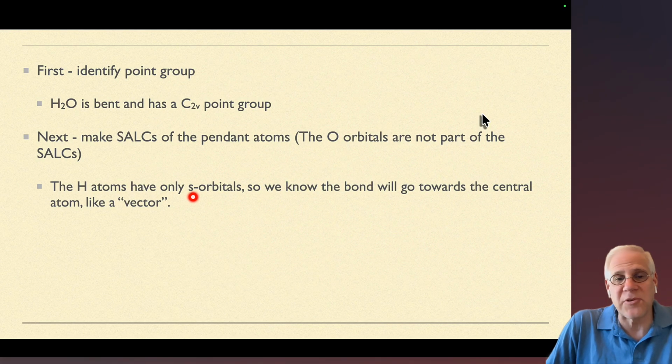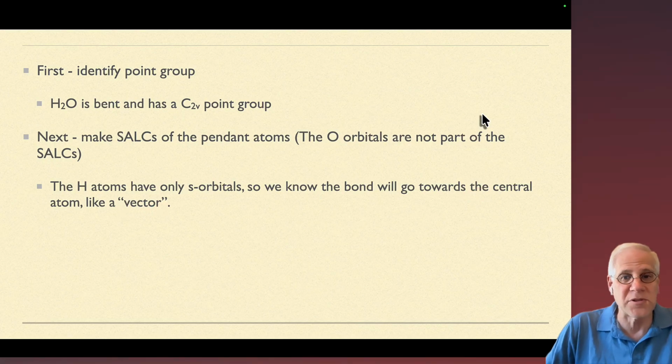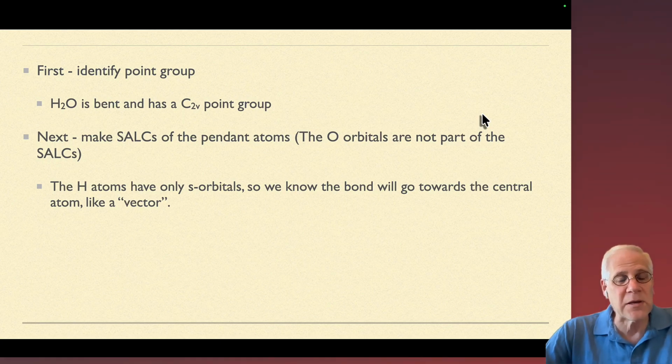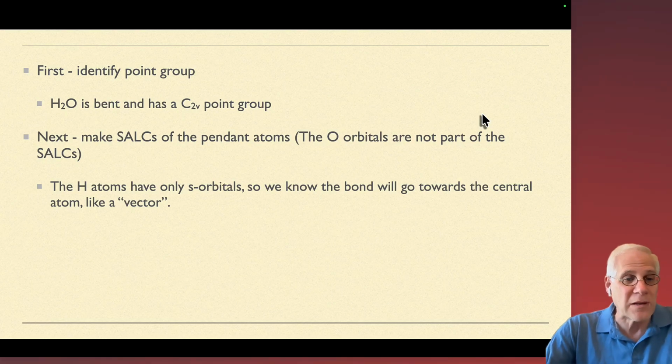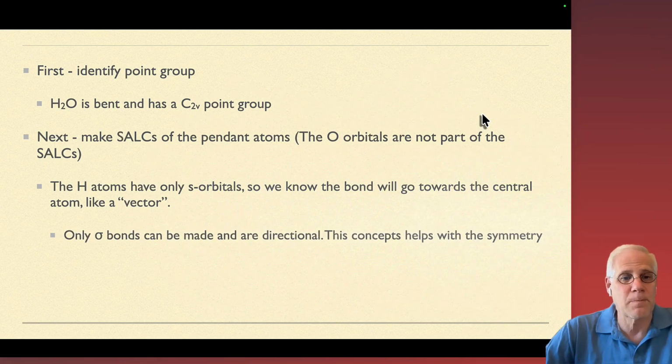So the hydrogen atoms themselves have only s orbitals. And we know that the bond from the hydrogen is going to go towards the central atom, towards that oxygen. So we can treat it a little bit like a vector pointing towards the oxygen atom. The bonds don't go anywhere else other than between the hydrogen and the oxygen. And so because we're looking at the s orbital on the hydrogen, that's why we can treat it like a vector and help us look at what our traces for the different operations are going to be.